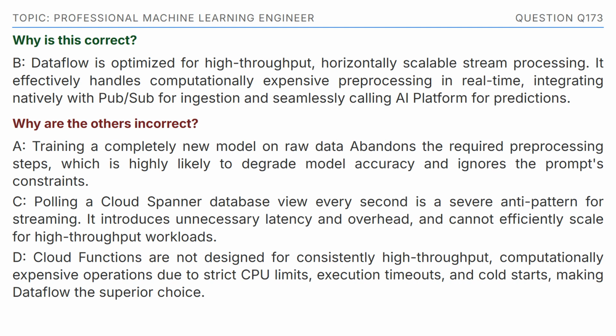A. Training a completely new model on raw data abandons the required pre-processing steps, which is highly likely to degrade model accuracy and ignores the prompt's constraints. C. Polling a Cloud Spanner database view every second is a severe anti-pattern for streaming. It introduces unnecessary latency and overhead, and cannot efficiently scale for high-throughput workloads. D. Cloud Functions are not designed for consistently high-throughput, computationally expensive operations due to strict CPU limits, execution timeouts, and cold starts, making Dataflow the superior choice.